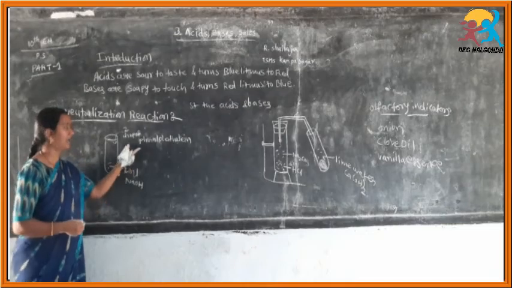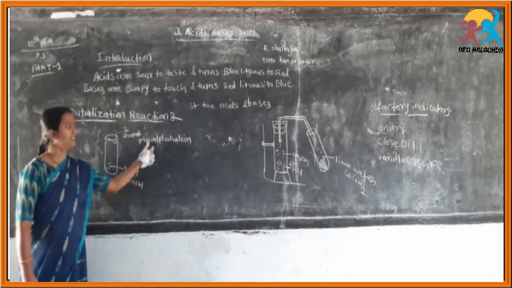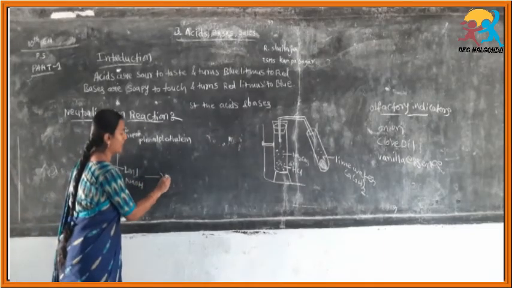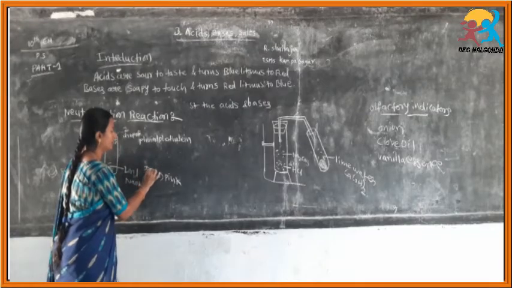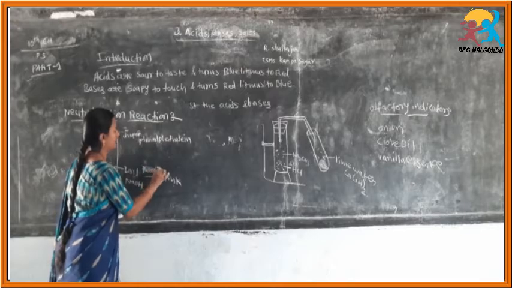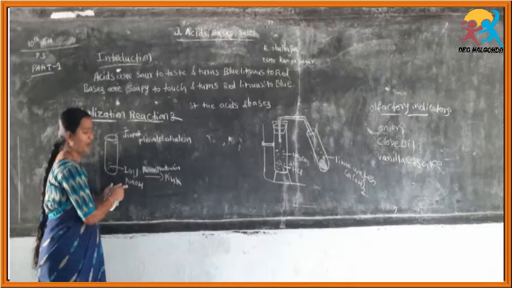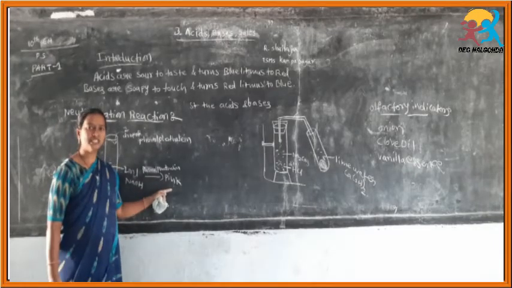What happens here? NaOH is basic in nature, and when phenolphthalein is added to the base, a pink colored solution is formed. So 2 ml of NaOH with phenolphthalein gives a pink colored solution.